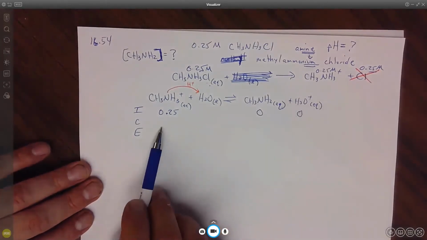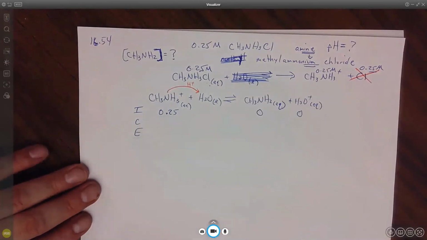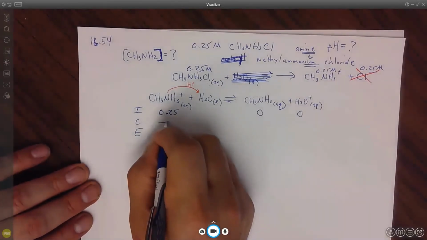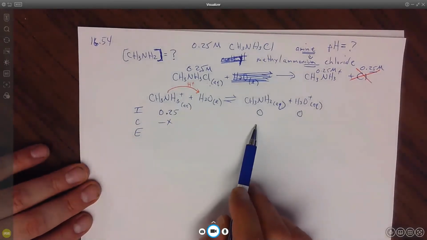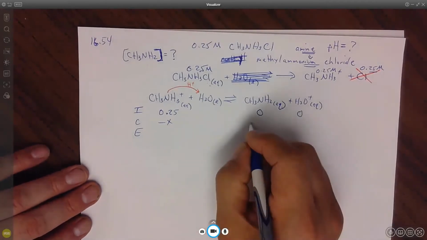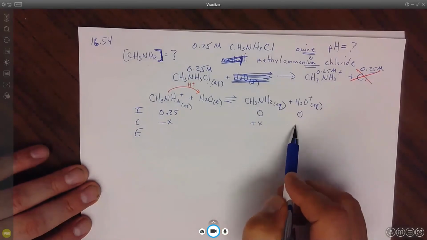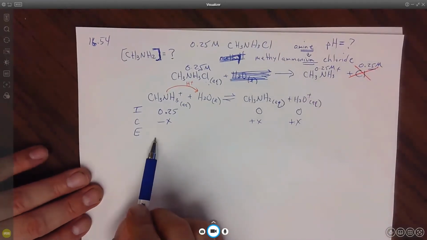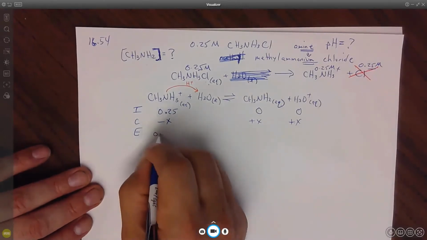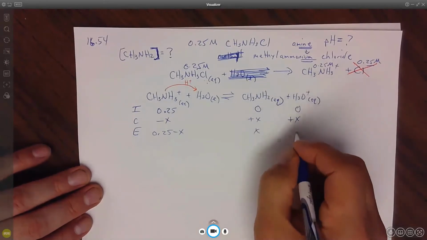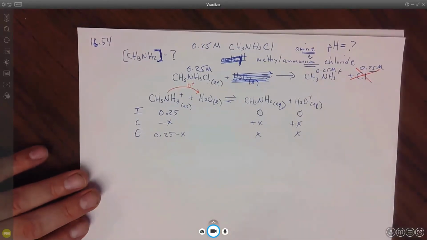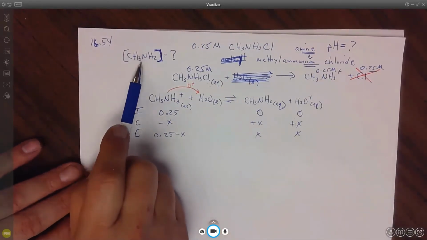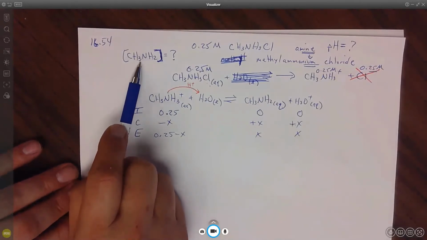Okay, the change in the methylammonium ion: negative X. Yep, we're going to lose our reactants. And the change in the methylamine: positive X. And the hydronium ion: positive X. At equilibrium, 0.25 minus X. We're just adding up the initial and the change, so 0 plus X is X, and 0 plus X is X. Okay, so coming back to this question, where am I going to get this number from? How am I going to get this number?